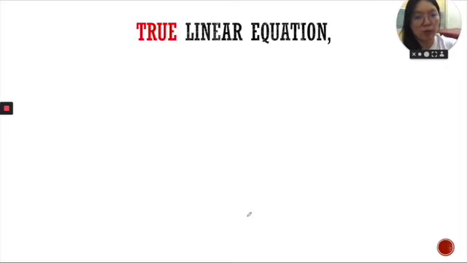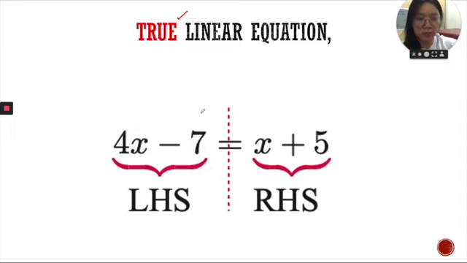So now we have learned what is a linear equation in one variable. Now for a linear equation to be true, I have 4x minus 7 equals to x plus 5. So if it has to be true, that means the left has to be equal to the right. If I have 100 ringgit on the left, I also have to get the same value, which is 100 ringgit in total on the right. Then only it is equal and it is true.